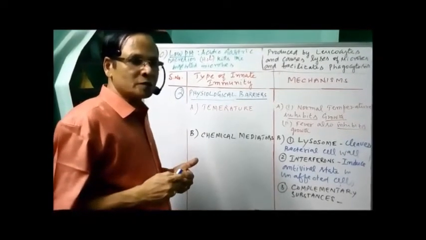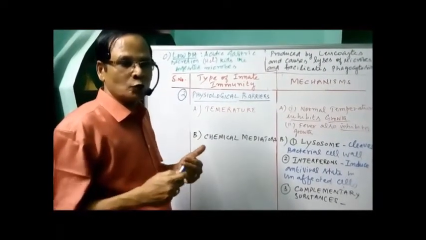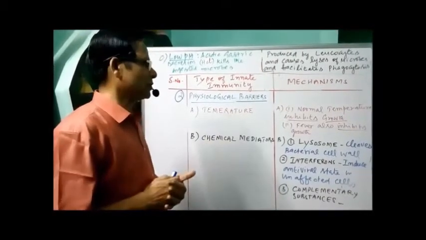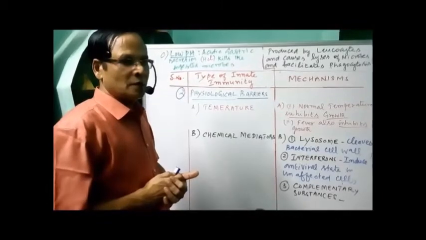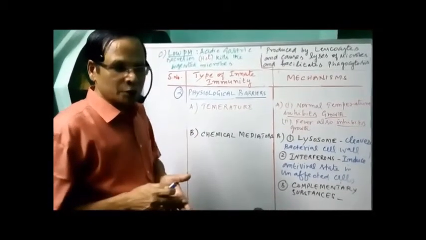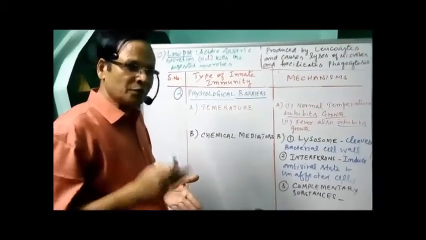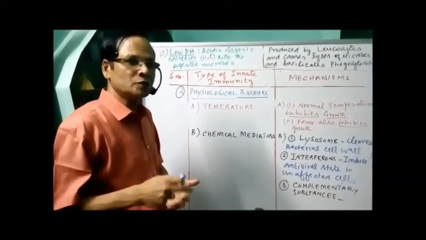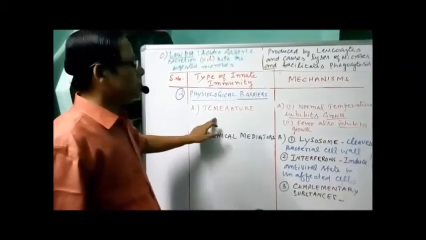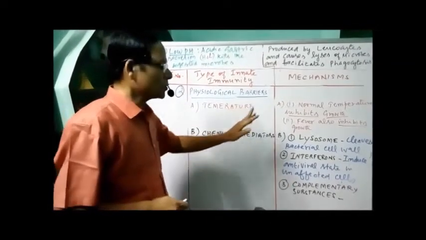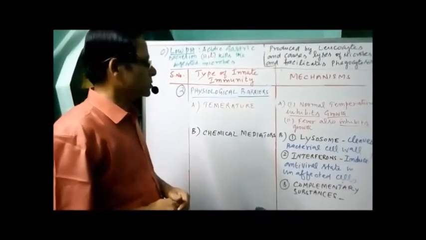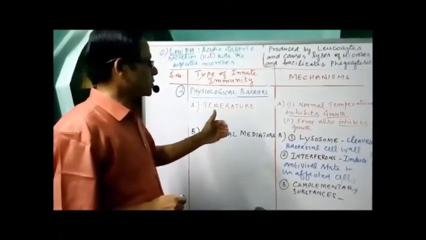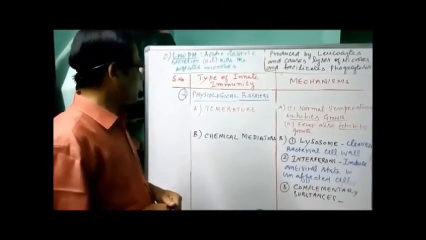Now the temperature. The normal temperature is 98.4 degree Fahrenheit, normally just to prevent the growth of microorganisms. And also the fever response is normally a defense mechanism to fight against a microorganism to prevent its growth. So, temperature is responsible for inhibiting the growth under normal conditions, and also at the time of fever, it inhibits the growth of microorganisms. That's the role of temperature.